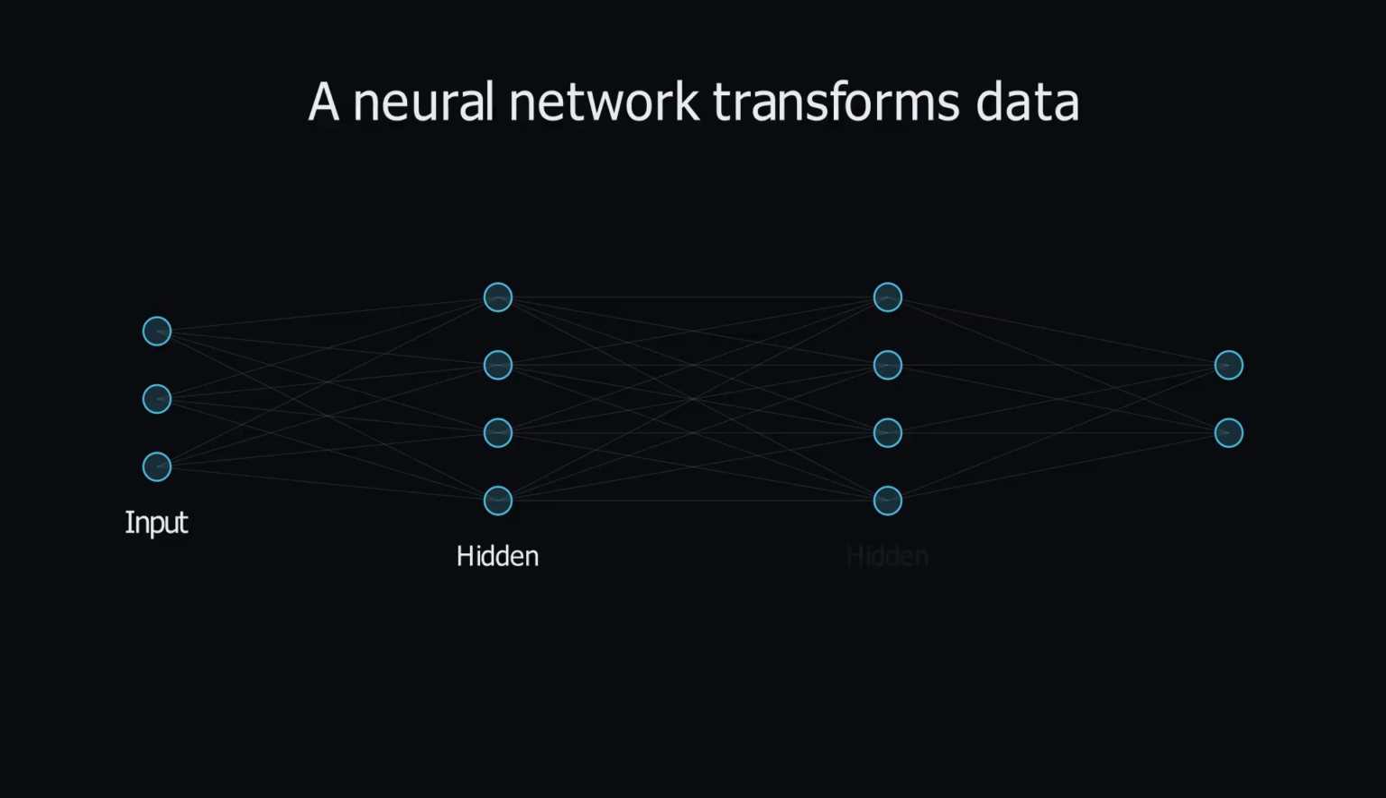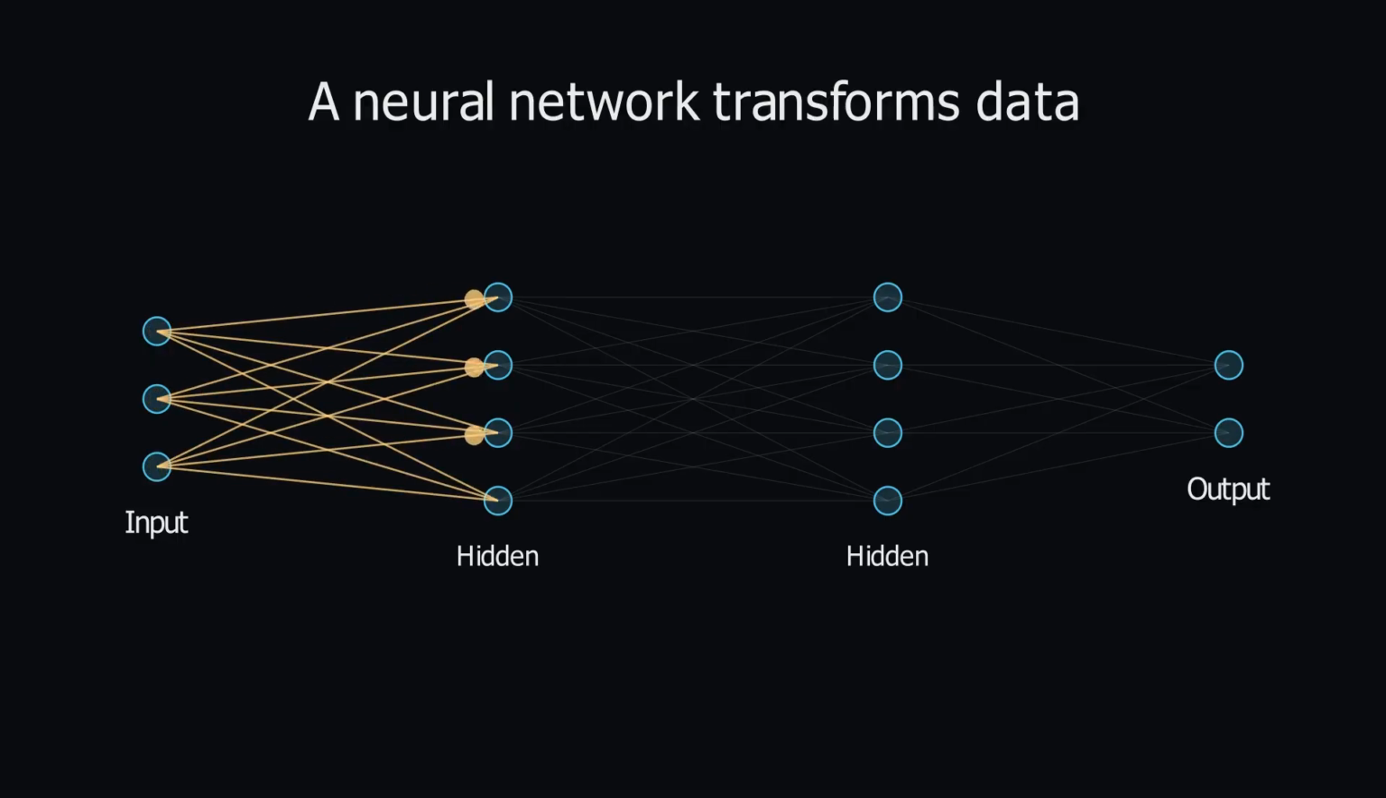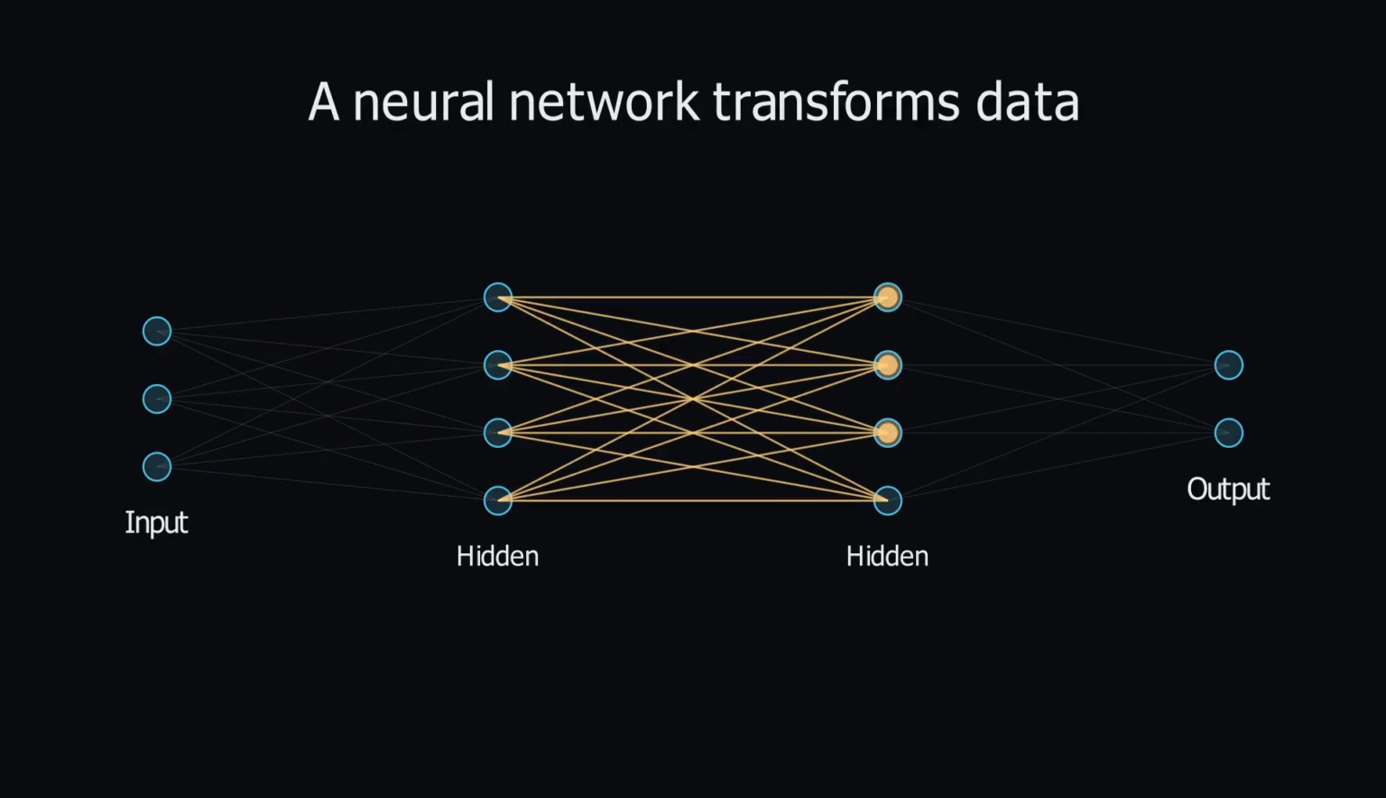The input layer receives data. Hidden layers process it. The output layer produces a prediction. Let's watch data flow through the network. This is called the forward pass.